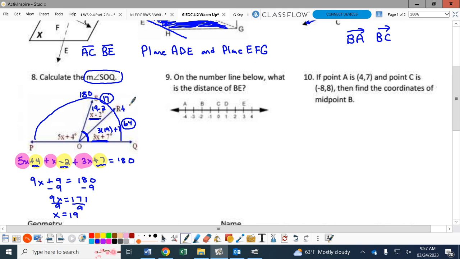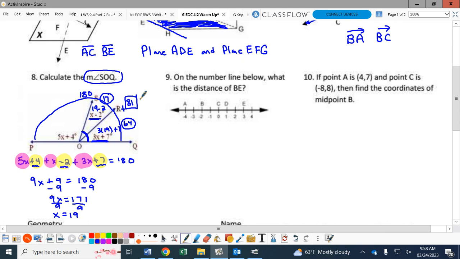And what's our final answer for angle SOQ? 81. There you go. Good deal. Okay, concerns, questions, anything?